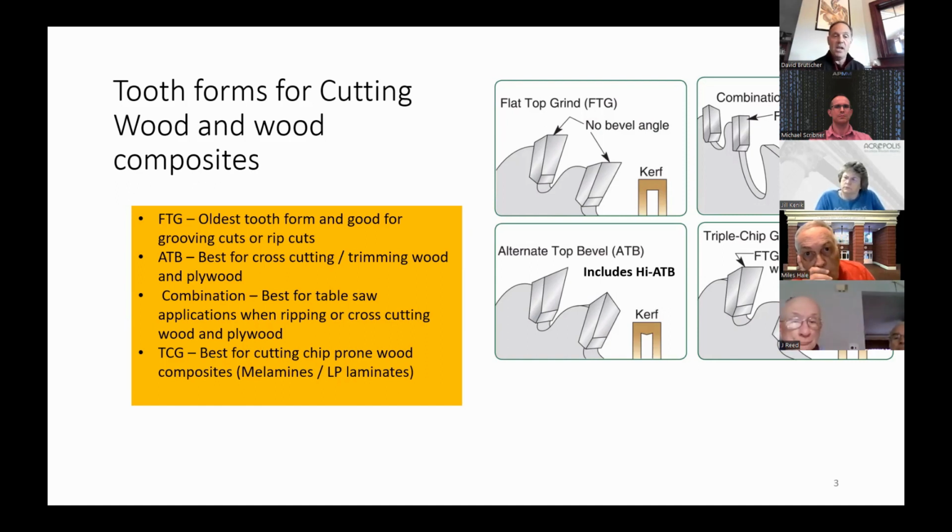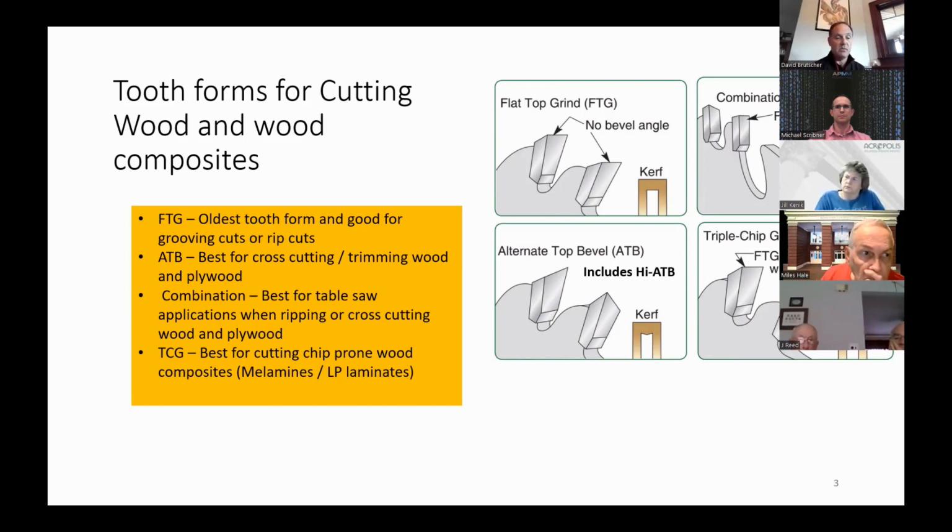Then the next is a combination blade, which is a combination of a left and right ATB followed by a flat top tooth. Usually it's a 5-tooth combination, so you have a left ATB, right ATB, left ATB, right ATB, then followed by a raker or flat top tooth. This is the kind of blade that I actually use on my table saw because it's a very good blade for ripping plywood or hardwoods, but it can also do cross cutting very well. It's a 10-inch 50-tooth blade on my 10-inch table saw.